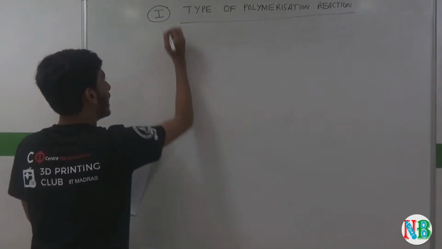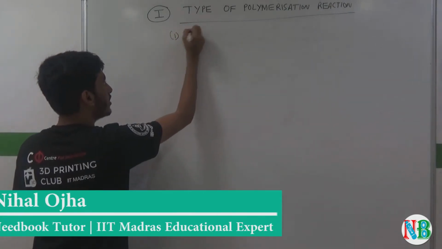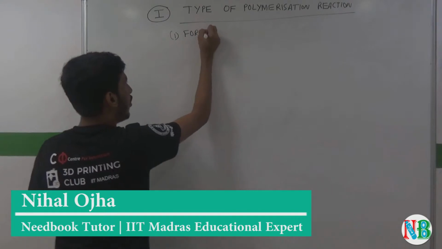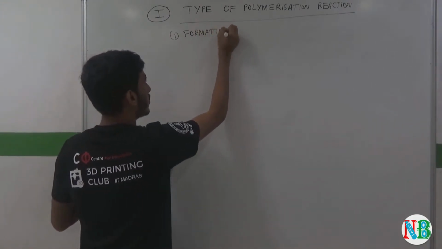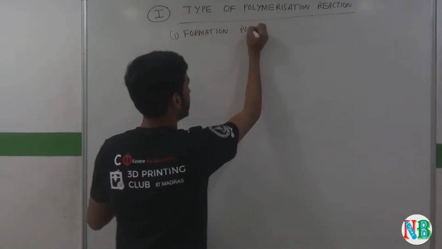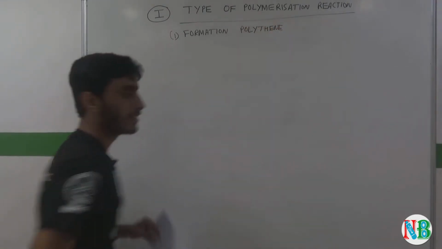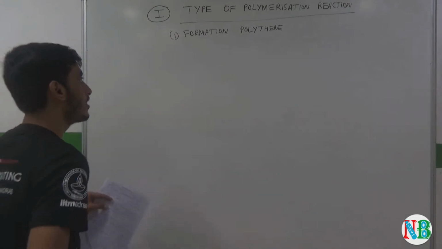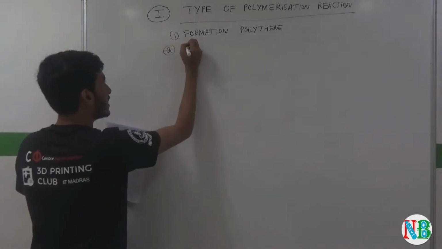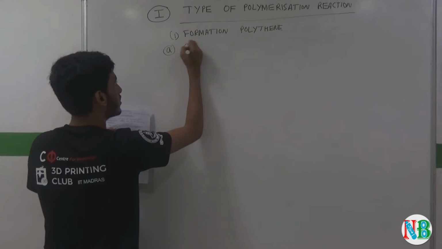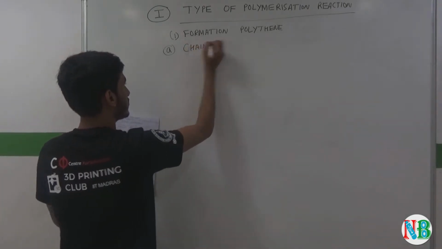We are learning about the formation of polythene. So as I have said, the reaction goes in 3 steps. The first step is chain initiation step.